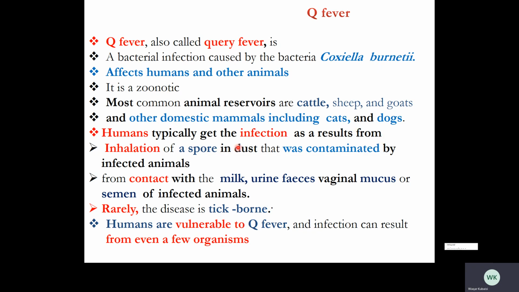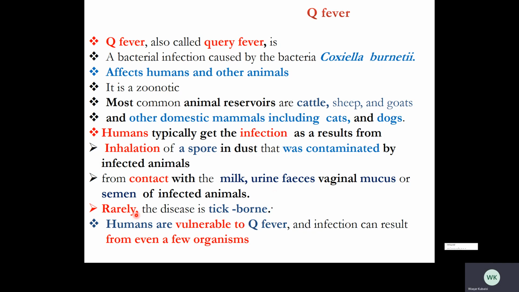A human typically gets infection as a result of inhalation of contaminated dust. In other words, there are spores in the dust. So the human inhales it from the contaminated dust of the infected animal, and also from contact with the milk, urine, fecal material, placenta, or any other birth product of the infected animal. Of course, there is another mode of transmission, which is by ingestion. We will discuss it later on.